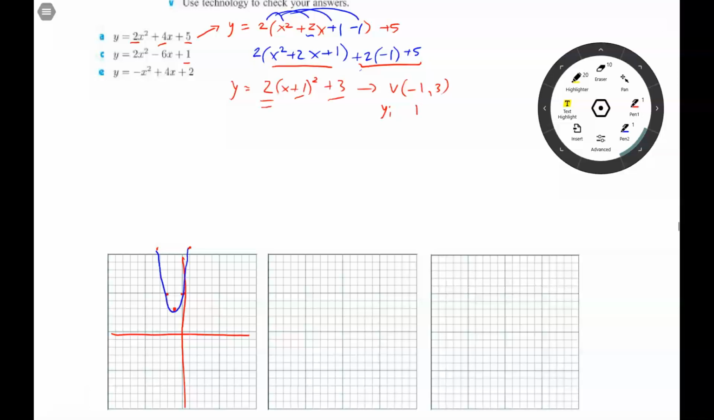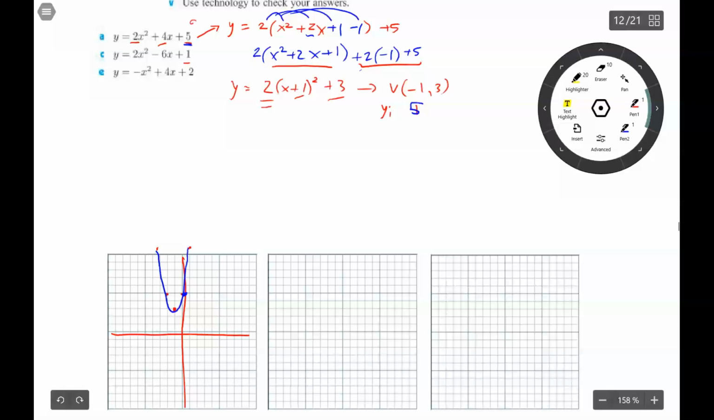Oh, I'm sorry. I said the y-intercept was 1, but actually its y-intercept is 5, right? Because this one's 5. So 1, 2, 3, 4, 1, 2, 3, 4, 5. Yeah, okay. So there's my y-intercept right there, right? Okay? My axes are very wavy, so didn't really go through the right place.